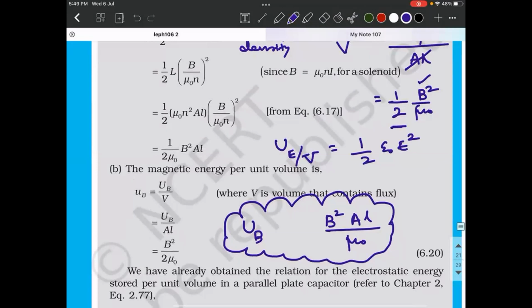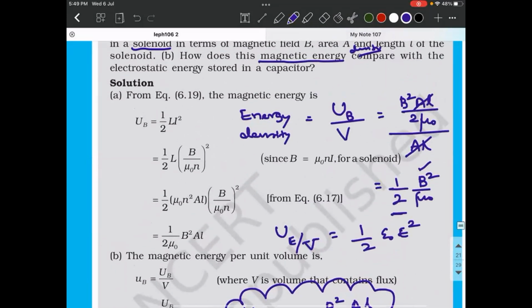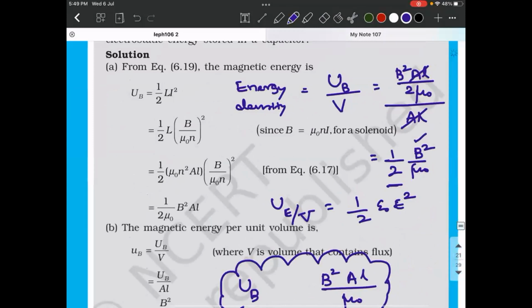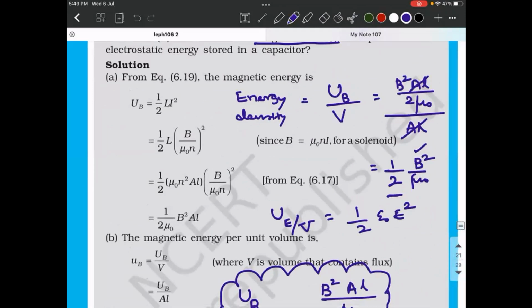You're able to understand? Am I clear or not? Any doubt? I'm saying energy density in a capacitor is directly proportional to permittivity and to the square of the electric field. But energy density in an inductor is inversely proportional to the permeability and directly proportional to the field square.